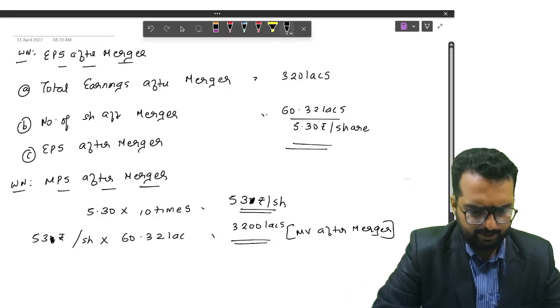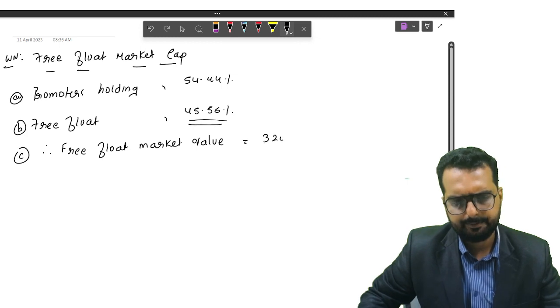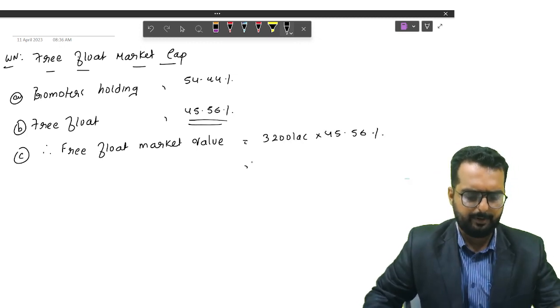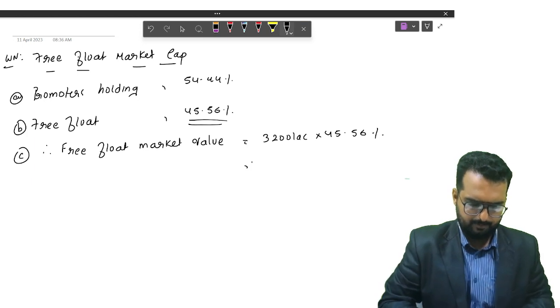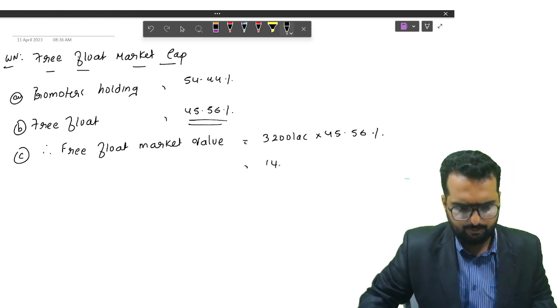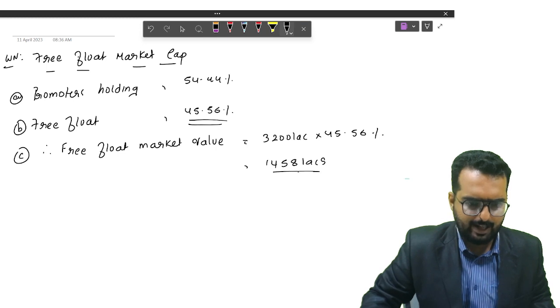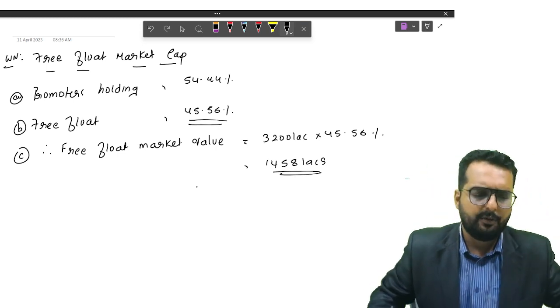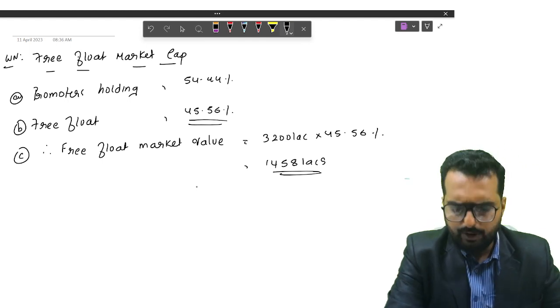How many shares are there? I think we got 3,200 lakh into 45.56%. Do you get the answer as 1,458 lakhs? Are you all clear with this part? So with this friends, we are done with this question also.